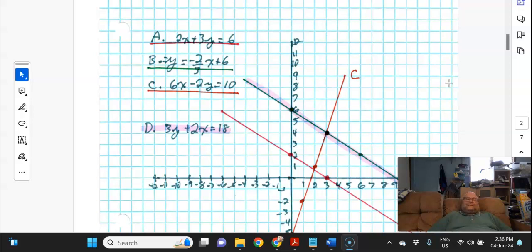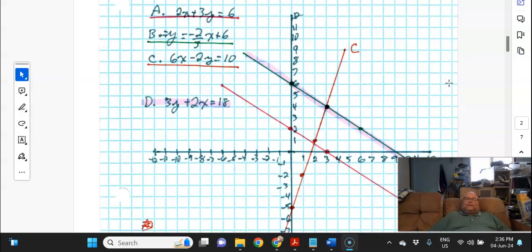So we have four lines. A is 2x plus 3y equals 6. B is y equals negative 2/3 x plus 6. C is 6x minus 2y equals 10. And D is 3y plus 2x equals 18. Line A is in red, B is in green, C is in brown, and D is in purple.